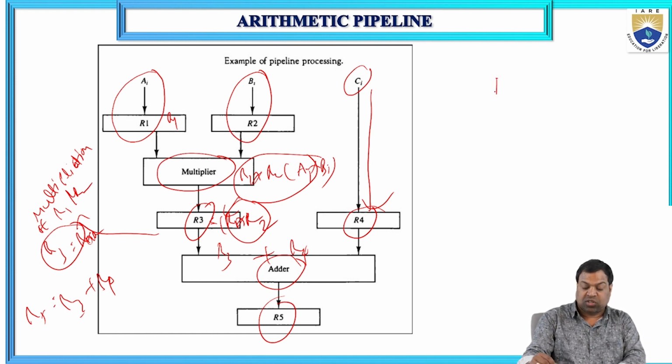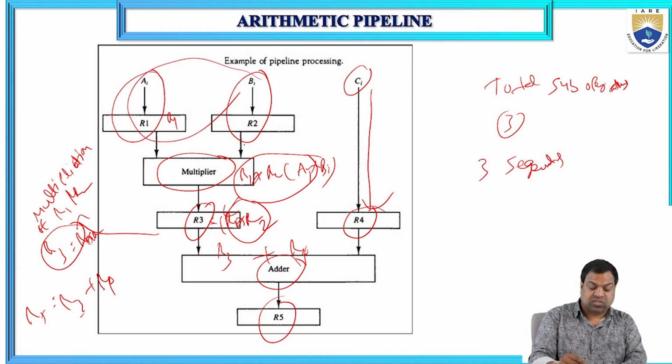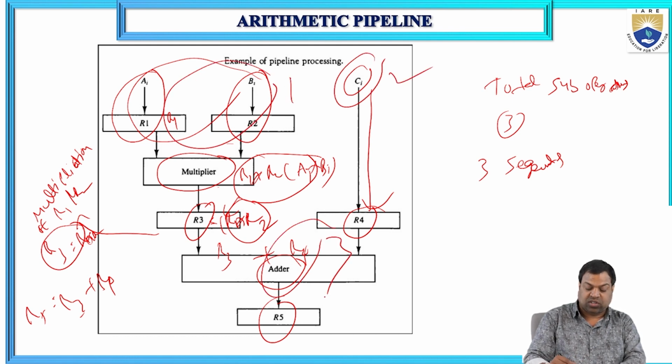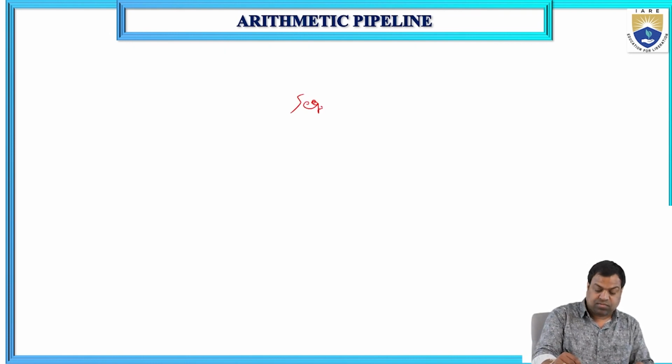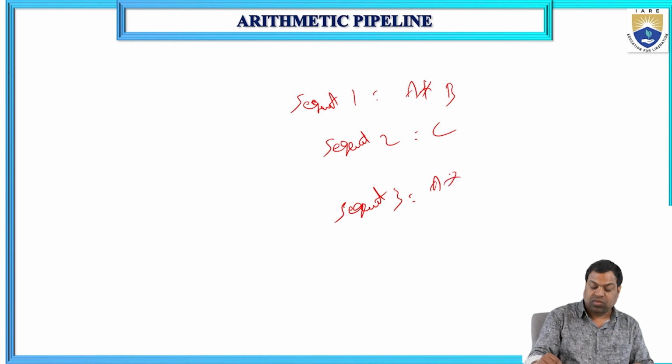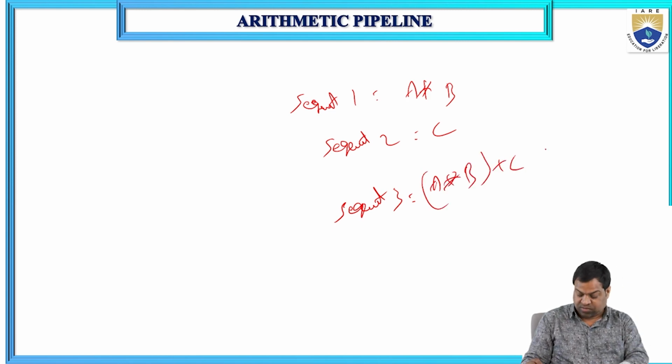Now, how many sub operations do I need in total? Three sub operations, three segments. So first segment, second segment, and third segment. Segment 1 equals A into B, segment 2 equals C, and segment 3 equals A into B plus C.